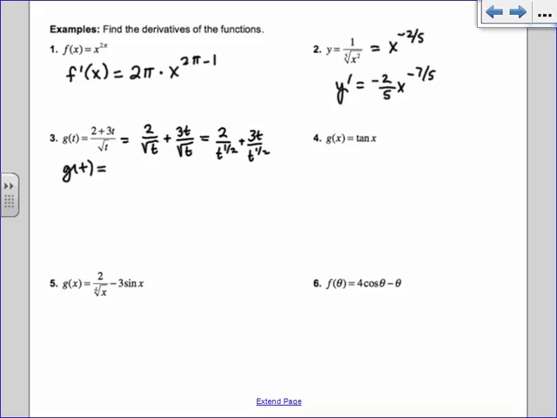So g of t is 2t to the negative 1/2 plus 3t to the positive 1/2, right? 1 minus 1/2. I'm just rewriting. Now I have it ready to take the derivative. Okay, so I just rewrote my g of t. So I have g prime of t is equal to 2 times negative 1/2 is negative 1. So I have negative 1 t to the negative 3 over 2 plus 3 over 2 t to the negative 1/2. That's your derivative.